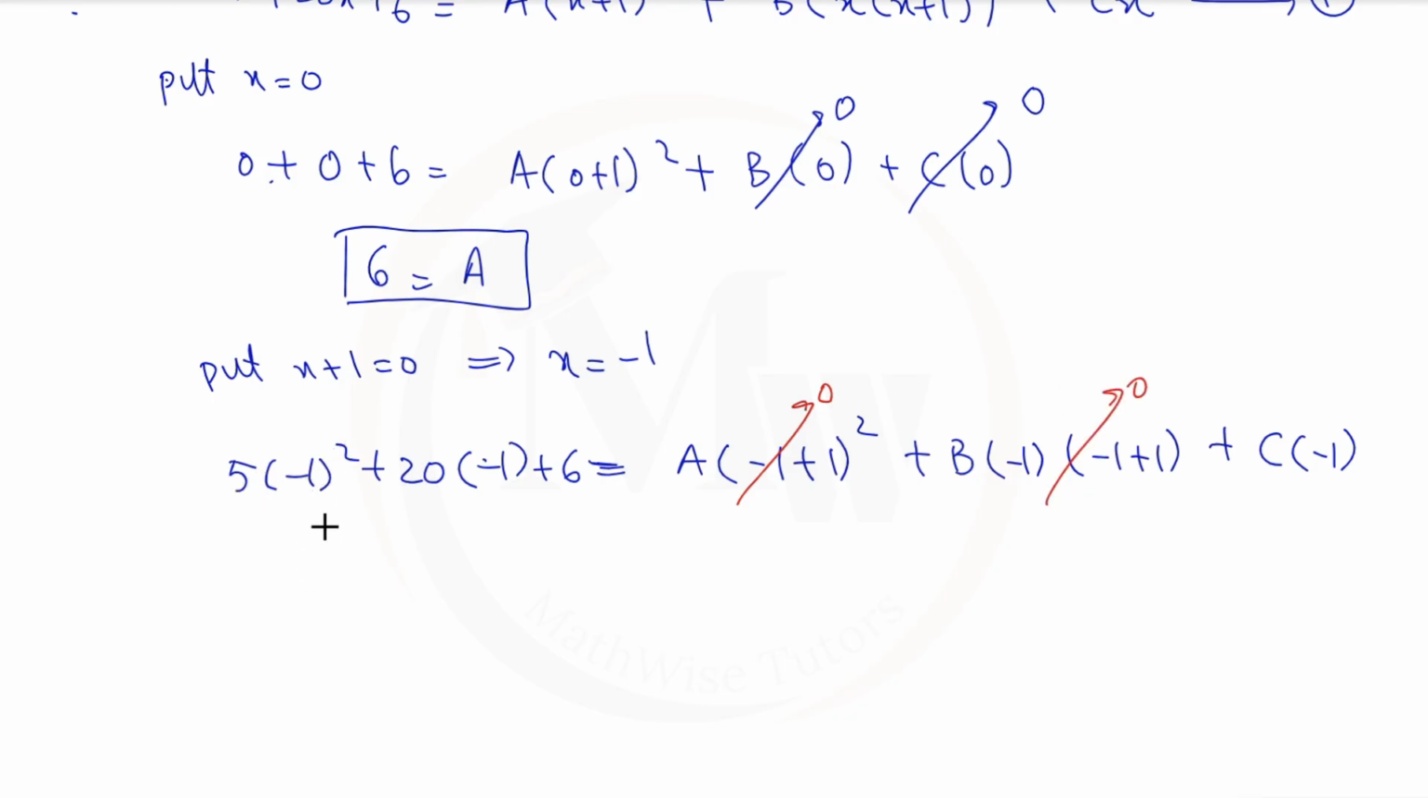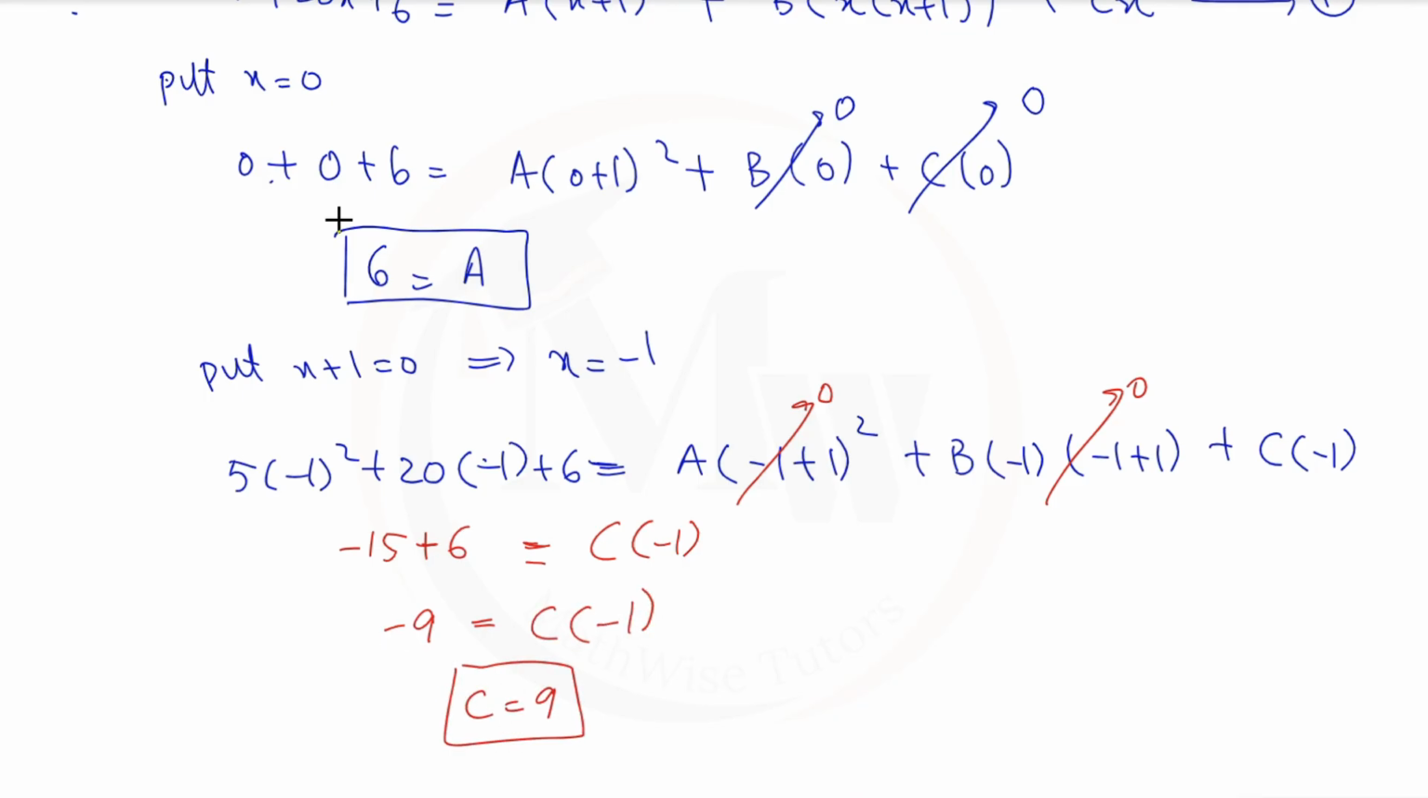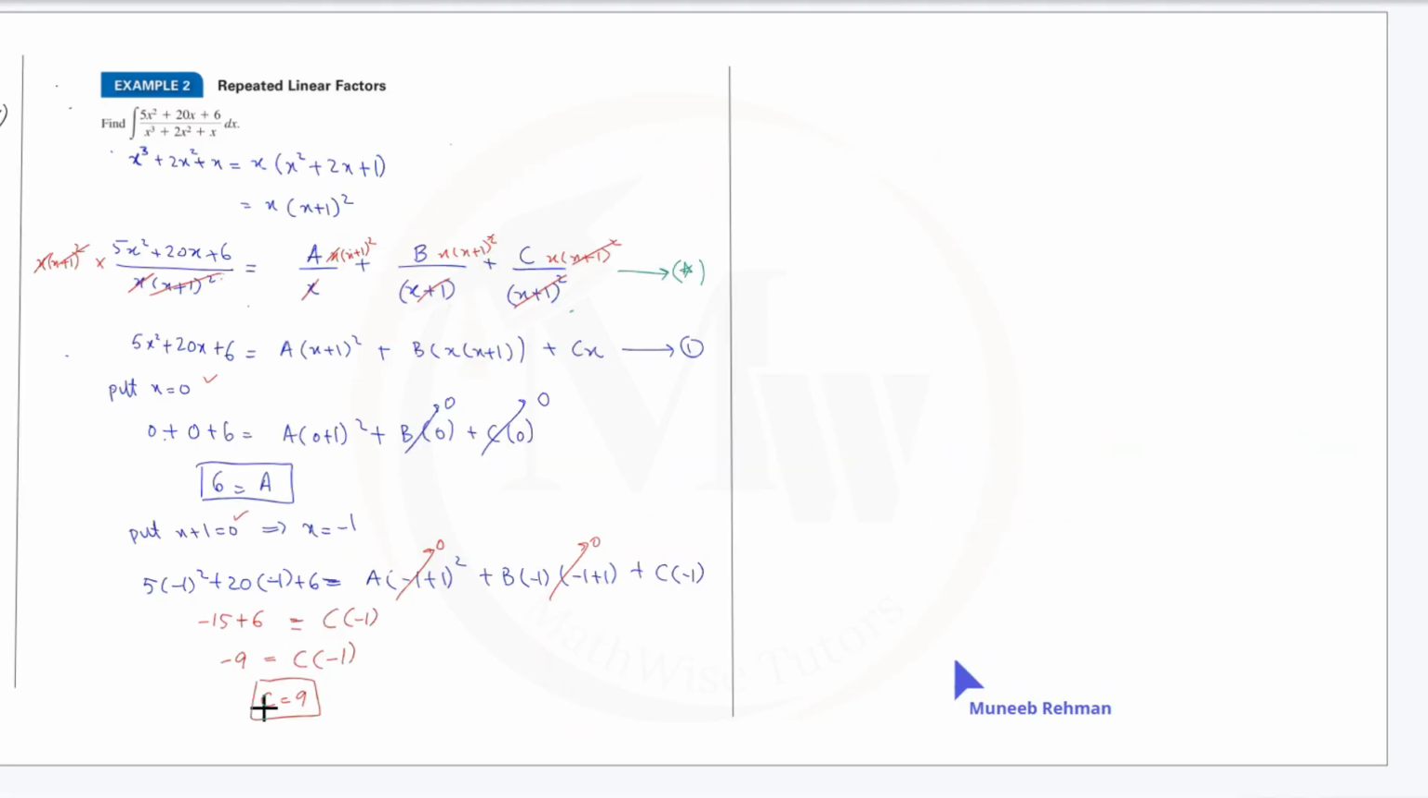So 5 minus 20 will be minus 15, plus 6 equals c times negative 1. After simplification this will give you negative 9 equals c times negative 1, and the minus cancels from both sides, so the c value is 9. We got c is 9, we got a is 6. Now it's time to find b. A is 6, c is 9, but still b is left here.